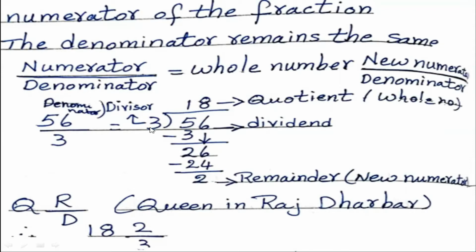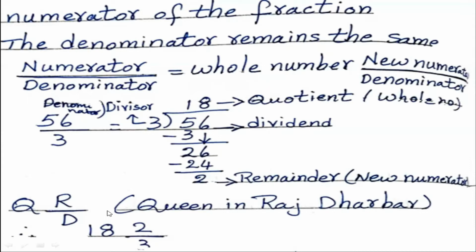Now we are trying to do the division. 3 ones are 3. So 5 minus 3 is how much? 2. Now bring down the 6. 26 it will become. So 8 3s are 24. 26 minus 24 is equal to 2. Now the remainder is 2 and the quotient is 18. That is nothing but the whole number. And this remainder 2 is the numerator. And this 3 is nothing but the denominator.